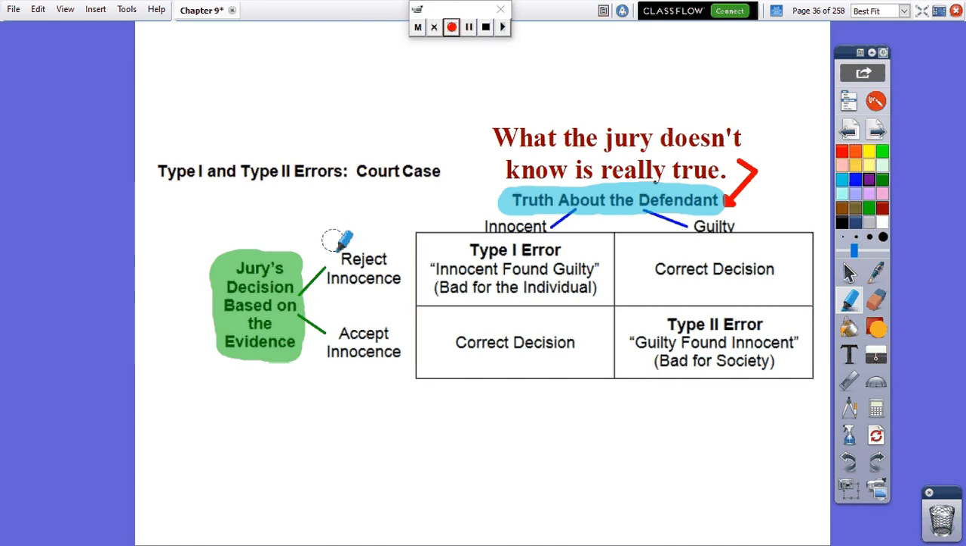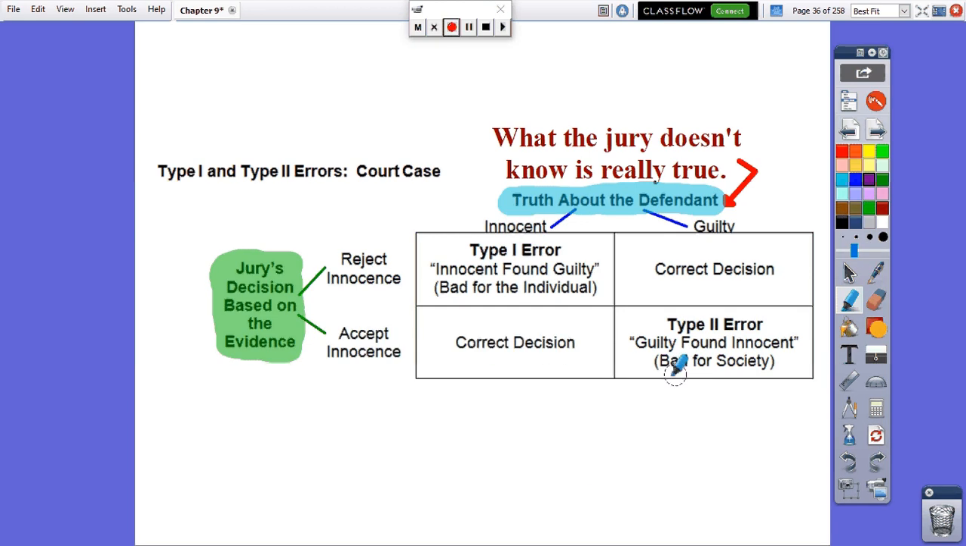And so if the jury comes out in the end and says, we're going to reject his innocence, we are going to find him guilty. And again, this is what the jury and really everybody doesn't know here, with the exception of the defendant and maybe his lawyers. But what if he really is guilty and they found him guilty? Well, good, they made a correct decision. What if there's not strong enough evidence against the defendant or the null hypothesis and they find him not guilty? And what if, in the truth of the matter, he really is innocent? He really didn't do the crime. Well, cool, correct decision. Good job, jury.